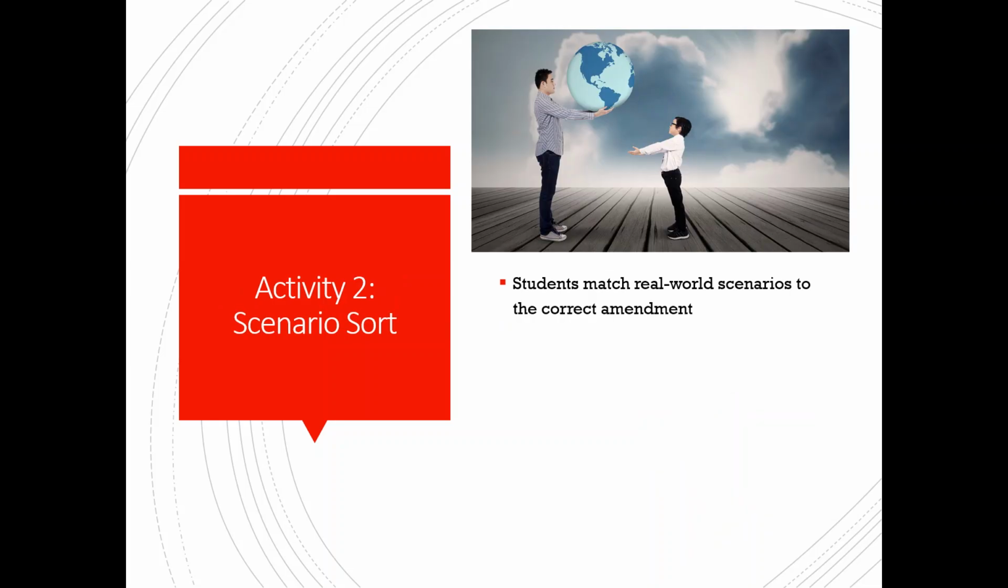The second activity moves students from basic recall into application. So students receive cards with various scenarios. For example, a school locker search, someone practicing their religion, a citizen owning a firearm, or a case involving cruel and unusual punishment. So students must match each scenario card with the correct amendment. This activity mirrors the same skill required on the STAR exam, which is identifying which amendment is being applied when presented with a real-world scenario. Students discuss their reasoning, explain their choices, and build confidence in recognizing how the amendments show up in everyday situations.